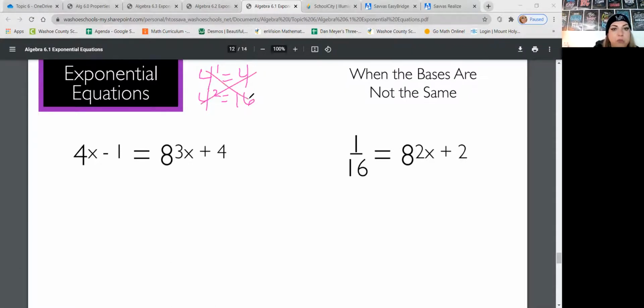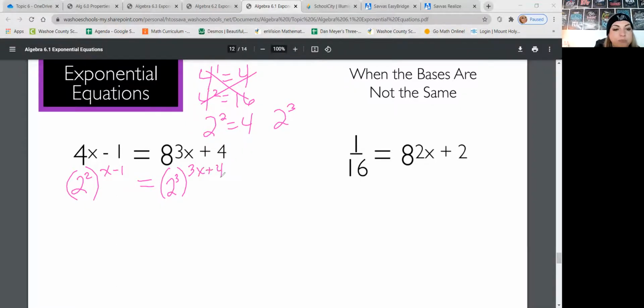But what number do they share in common that can be written with an exponent? Well, we can write 4 as 2 squared, and we can write 8 as 2 cubed. So we're going to rewrite these with the same base. 4 we're going to show as 2 squared, put it in parentheses because that's just showing the 4, and then you have the exponent x minus 1. That equals 2 cubed, which represents the 8, and the exponent is 3x plus 4.